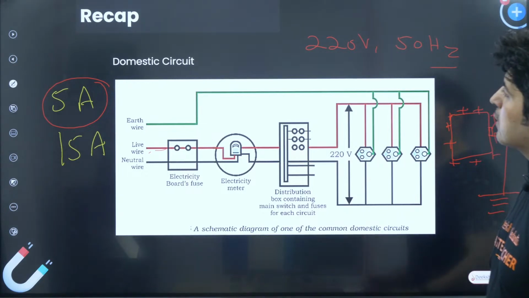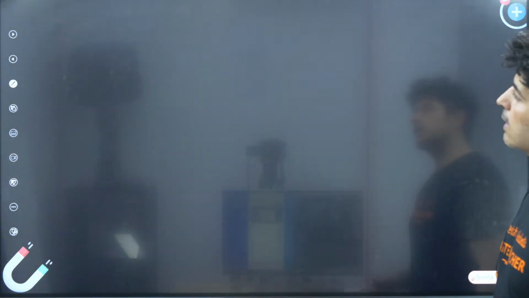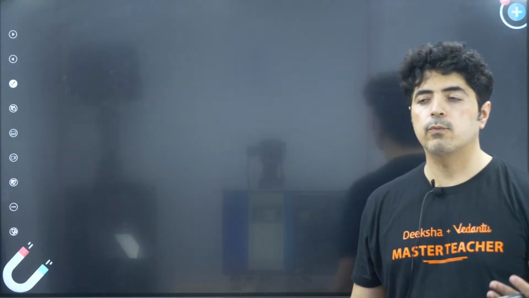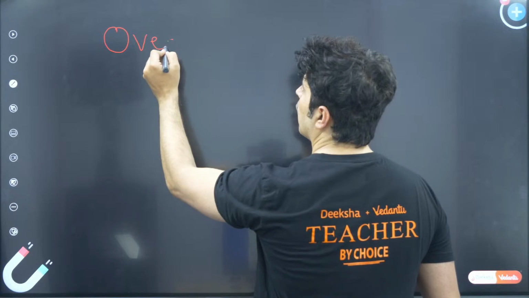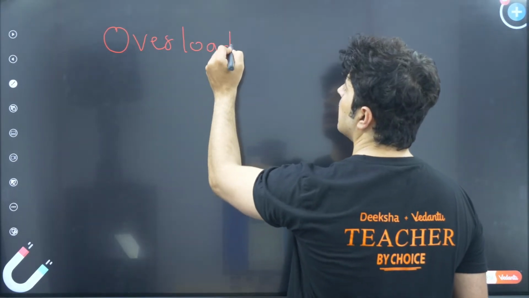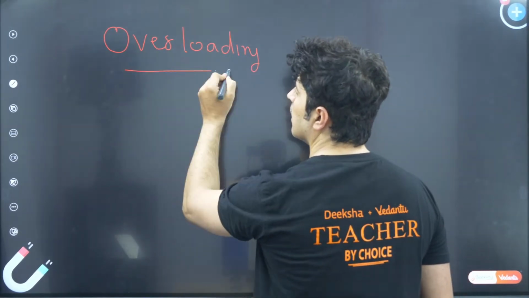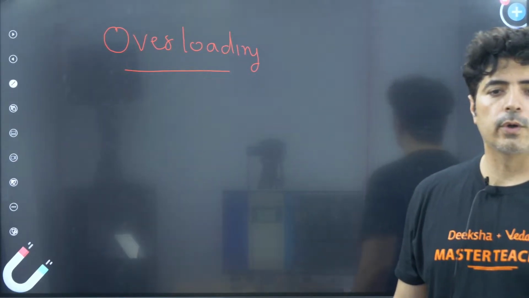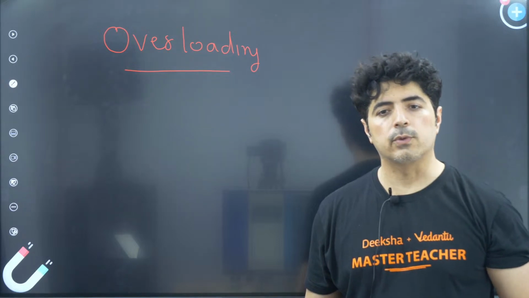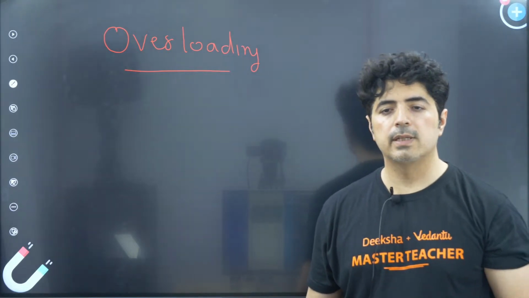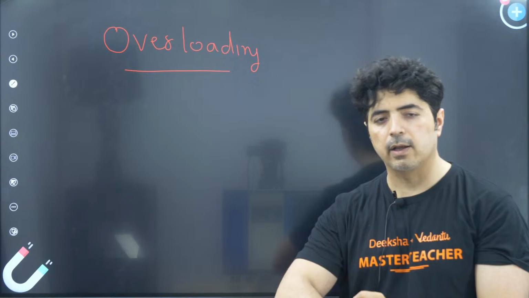All right, so this was your domestic circuit. Couple of things which are equally important, guys. One of them is overloading. Overloading is a very important topic, guys. The second topic is short circuit, and the third topic is fuse. So these three topics we will just see, and after that we will begin our questions.